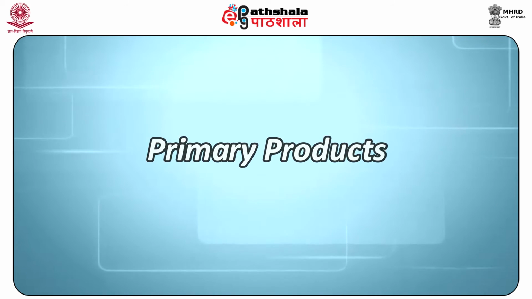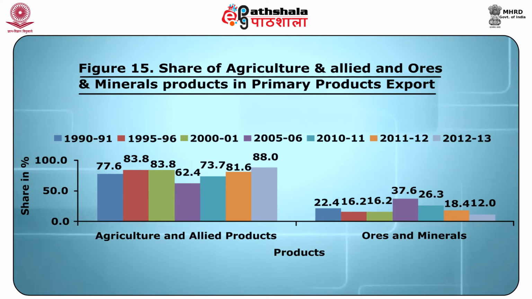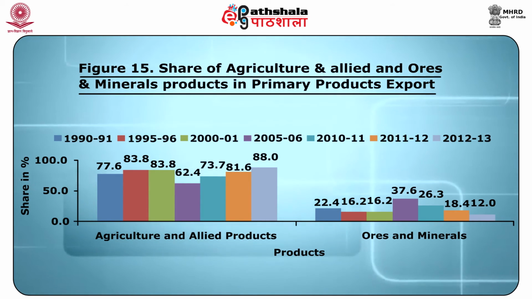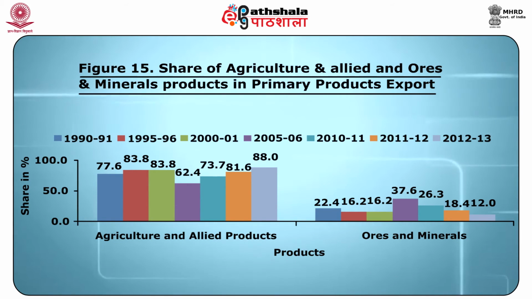We then look at primary products. Figure 15 shows that the share of primary products in India's exports has declined since 1991. The following figure shows the items accounting for the downfall.